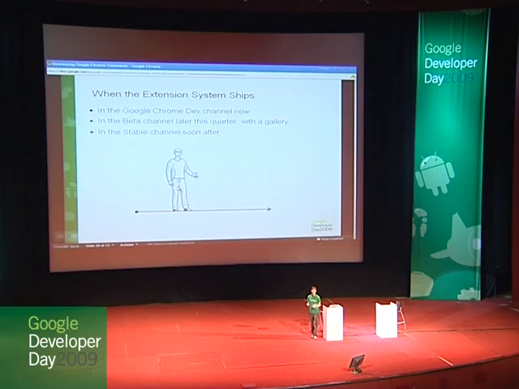So the extension system right now is on the dev channel. If you want to use and develop extensions, you go and subscribe to the dev channel. Later this quarter, we're going to be pushing the extension system to the beta channel. So we'll make it available to a significantly wider audience. And around the same time, we're going to be releasing an extension gallery. So this will make extensions much more findable. If you're building extensions, that's a great thing for you. And as soon as we can after that, we're going to be pushing extensions to the widest array of users into the stable channel.